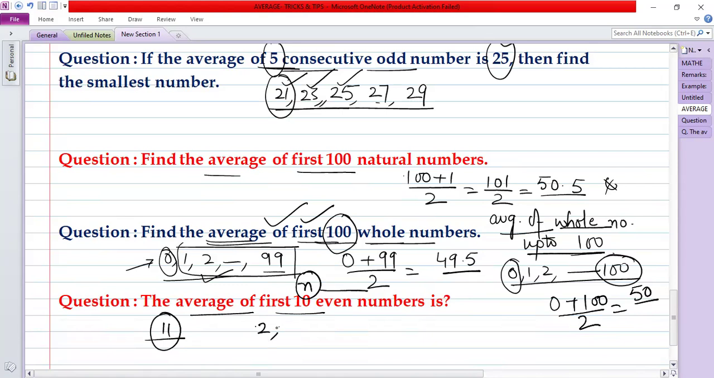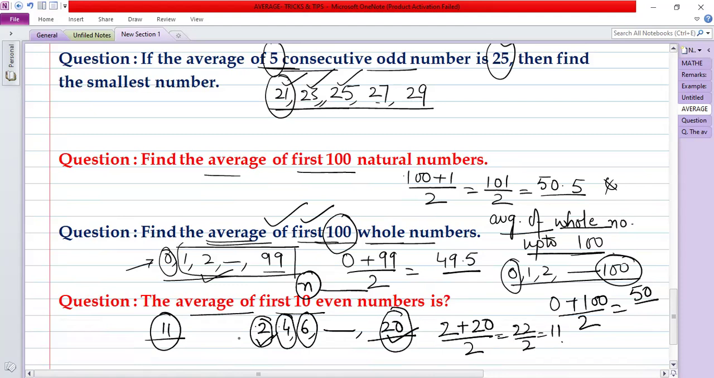Otherwise, 2, 4, 6, up to 20. Our first 10 even numbers start from 2 and go up to 20. This is the first even number, this is the second, the third, and this will be the 10th even number. So once again, first term 2 plus last term 20 divided by 2. So this is 22 by 2, once again it is 11. One can go by any way in which he or she feels comfortable.